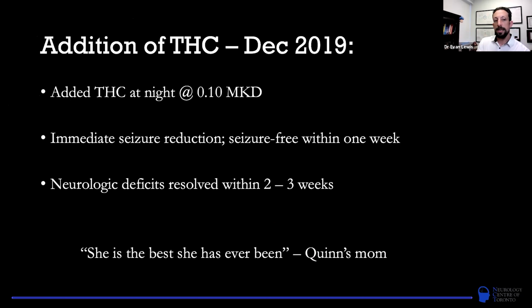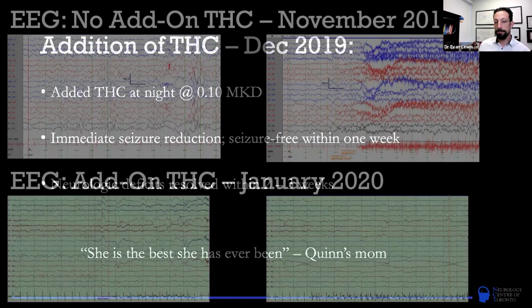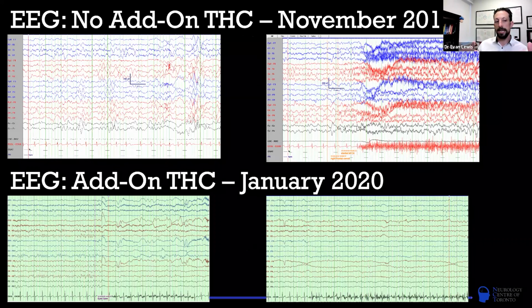She had immediate reduction in her seizures and became seizure free within 1 week of just adding more THC. And all of her neurologic deficits resolved. And at that time, Quinn's mom said she's the best she's ever seen her. And there she is, pre-THC, post-THC, EEG normalizes.